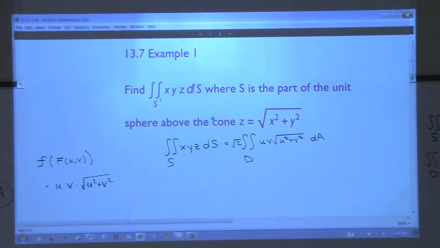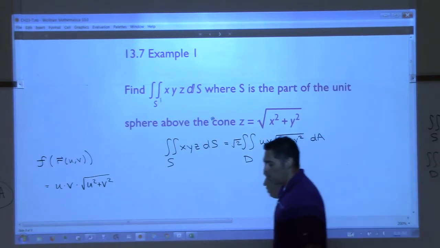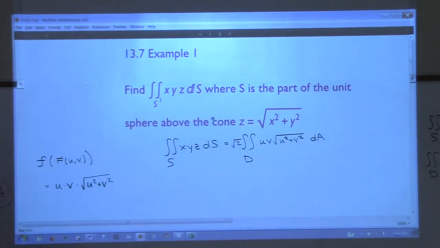Now a little bit of a tricky part. We need to figure out what our restrictions on u and v are. So what are our restrictions on u and v that will draw this?